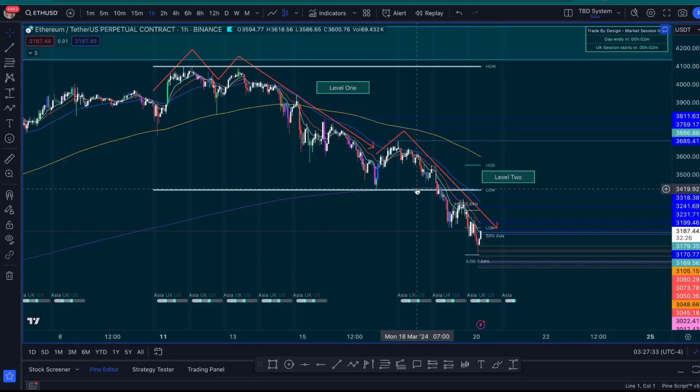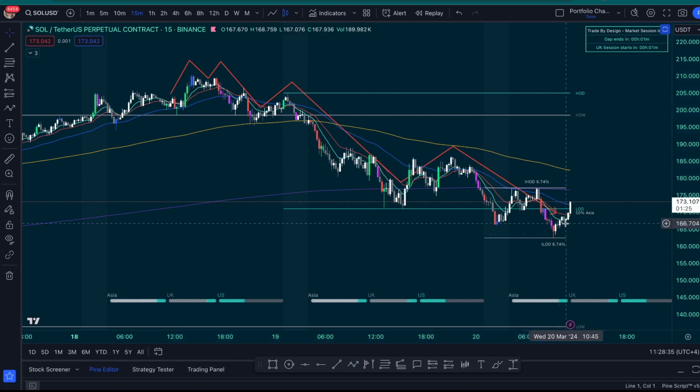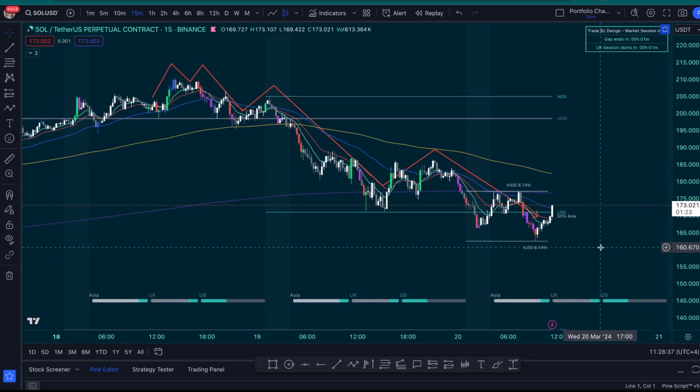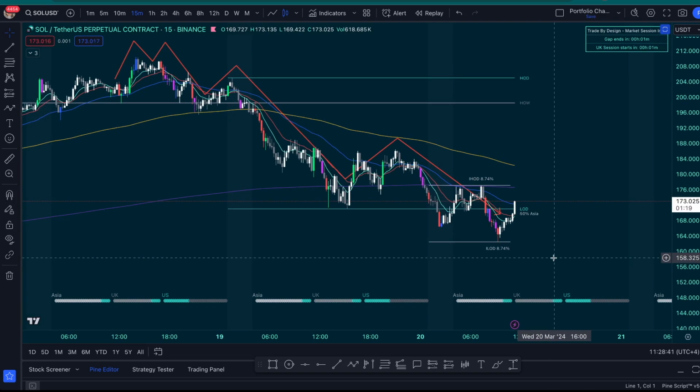Now, the final coin I want to take you through is Solana, where we can see the M formation, drop 1, drop 2, drop 3 through here, and we may be in the process of changing the trend on Solana as well. This does seem to have a lot of speed in it on the 15-minute time frame.